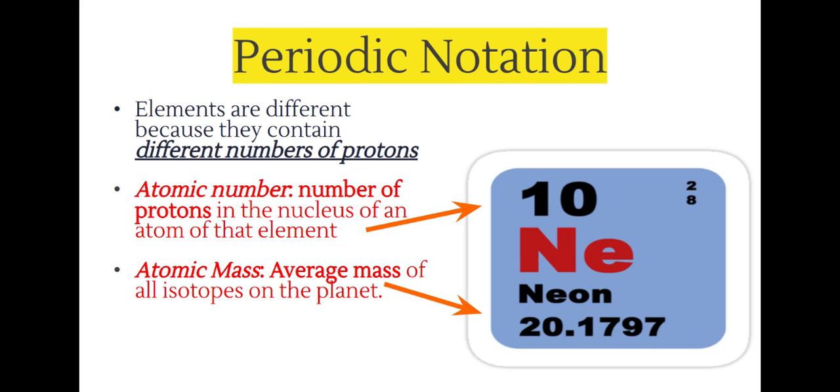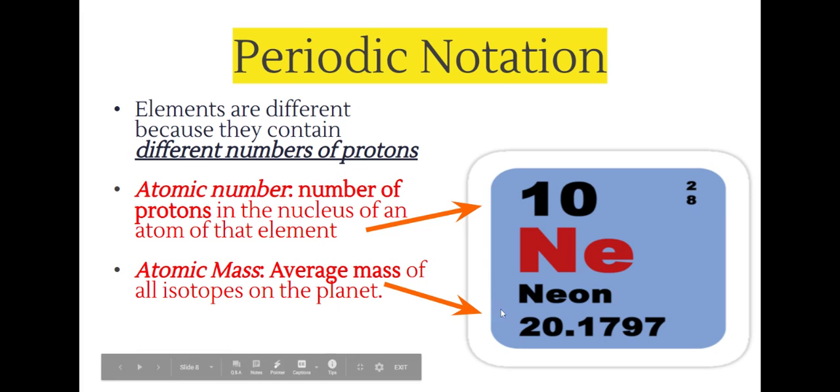I know this because elements are different because they contain different numbers of protons. To help us identify different elements, we've simply numbered each element by the number of protons in the nucleus. We call this the atomic number. So the atomic number is simply the number of protons in the nucleus of an atom of that element. So neon will always have 10 protons in its nucleus, just like oxygen, for example, will always have 8 protons in its nucleus, and carbon will always have 6.